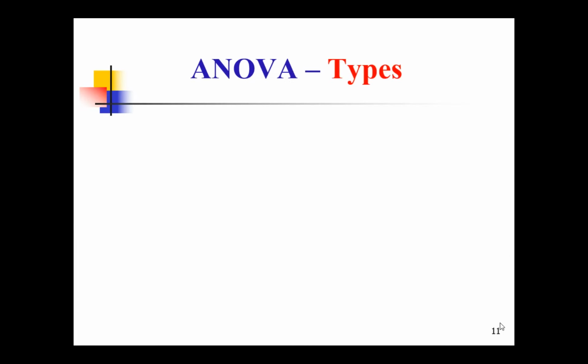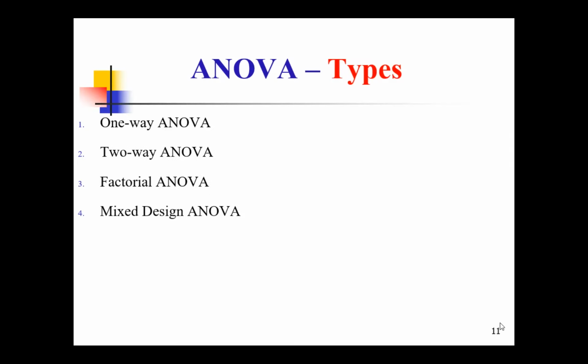So what are the different types of ANOVAs that we normally have in statistics? One-way ANOVA, then two-way ANOVA, factorial ANOVA, then mixed design ANOVA, then MANOVA. We call it multivariate analysis of variance. But in this, we are generally going to have a factorial ANOVA without any interaction terms.